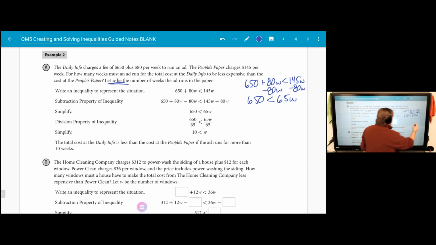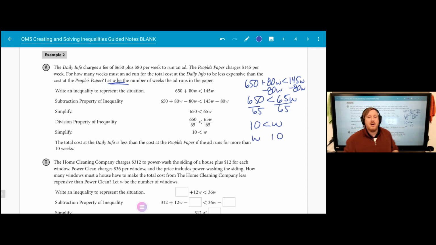Okay, I finish this out by dividing both sides by 65. I have 10 is less than W. Now we should rewrite this. Get in the habit of rewriting this with the variable first. So I've got W and I've got 10. Remember that the inequality sign needs to open to the same value. If it opens towards W here, in 10 is less than W, it needs to open towards W here when we rewrite it. W is greater than 10. There we go. These mean the same thing.